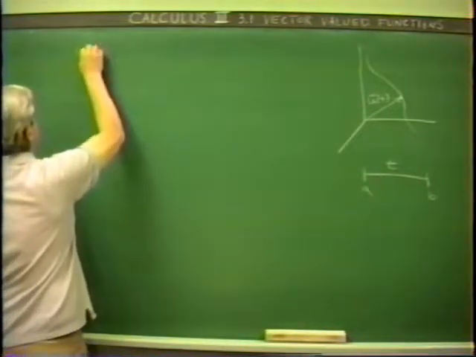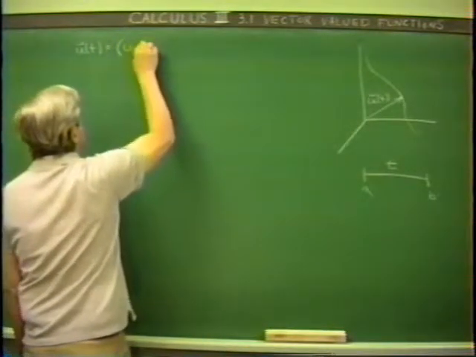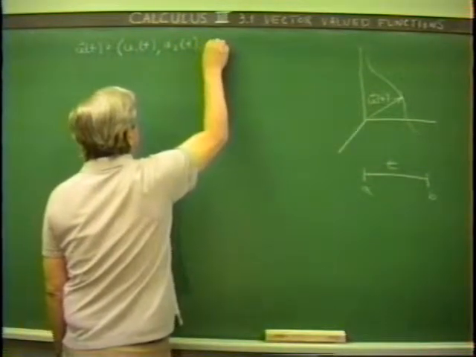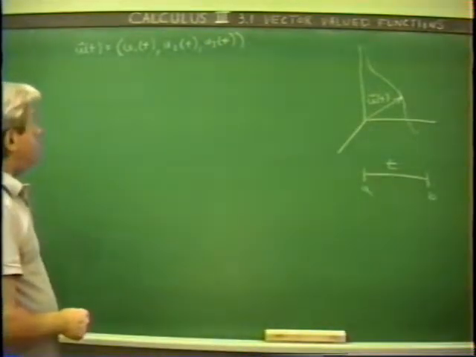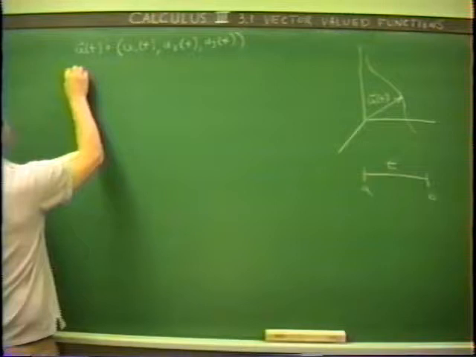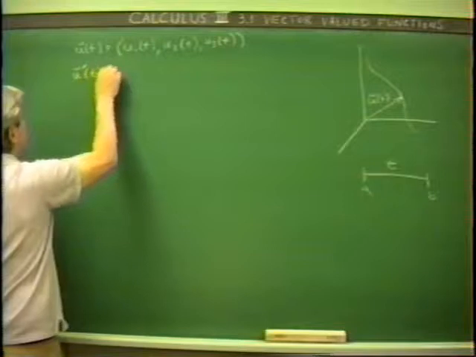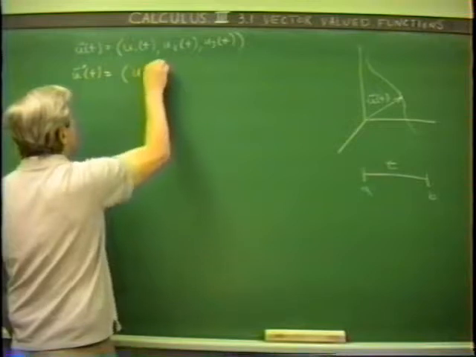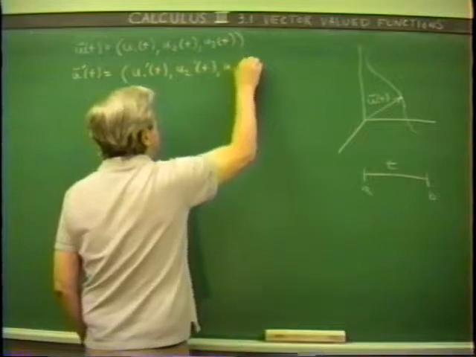So if we've got u of t, this is going to be a triple: u1 of t, u2 of t, and u3 of t. If we've got a function such as this, we also want to define the derivative u prime of t, and this of course is going to be u1 prime of t, u2 prime of t, u3 prime of t.